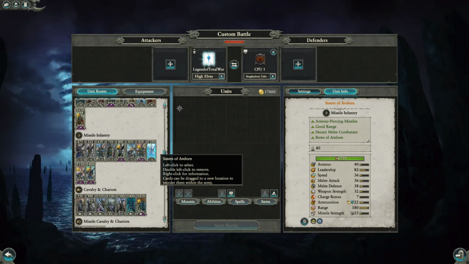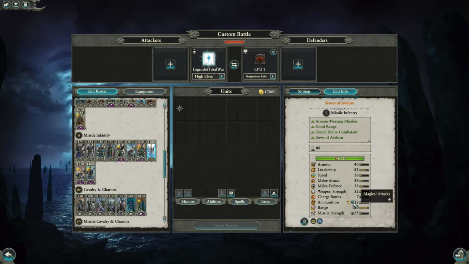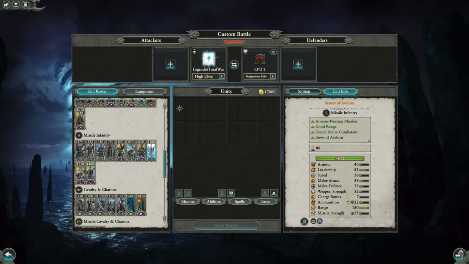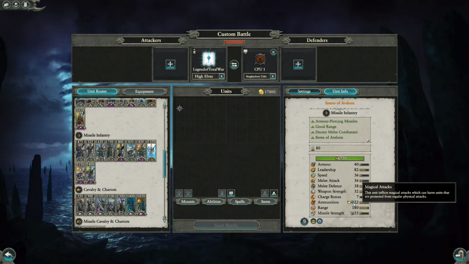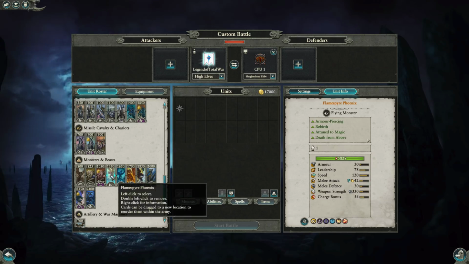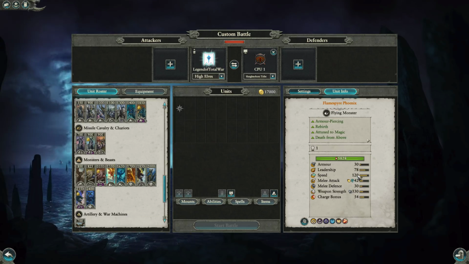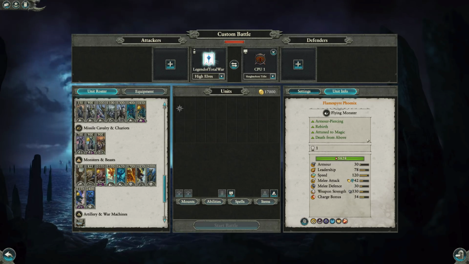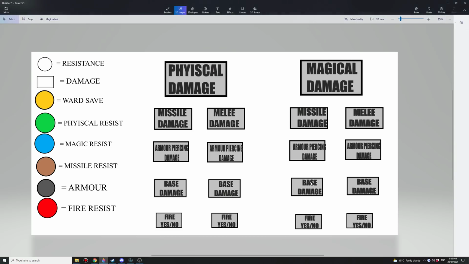Okay, so Sisters of Avalon are magical missile fire. So the sisters are here, right? Then let's look for melee magical fire. That would be the Flame Spire Phoenix. So it's a melee attack, magical, and fire. So the Flame Spire Phoenix is here, right? So that means they go down this line here.